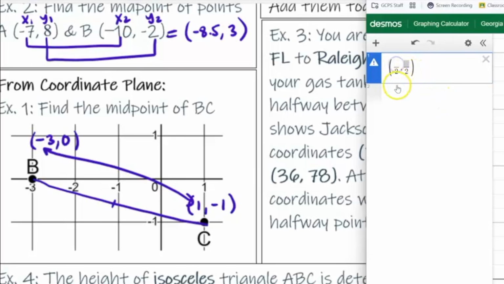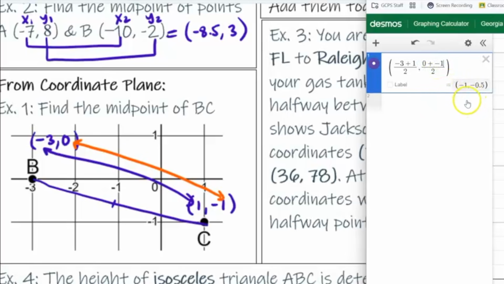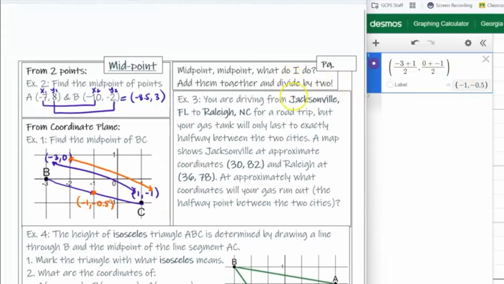What am I adding and dividing by 2? The order does not matter. If you start somewhere, just keep to it. So -3 plus 1. And then what else am I adding and dividing by 2? My y coordinates, these two numbers right here. If I started from this top one, I start from that one again: 0 plus -1. So what do I get? That makes sense: -1, -0.5. That's almost what I had guessed. So this is my middle point, and that midpoint is -1, -0.5. Midpoint, what do I do? I add them together and divide by 2.